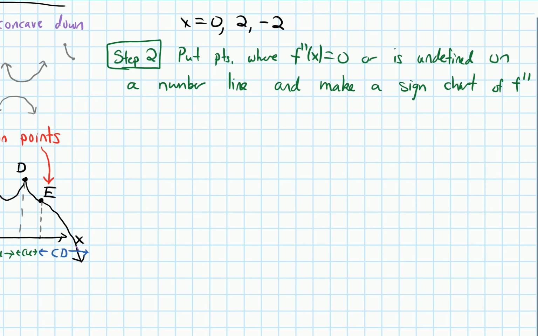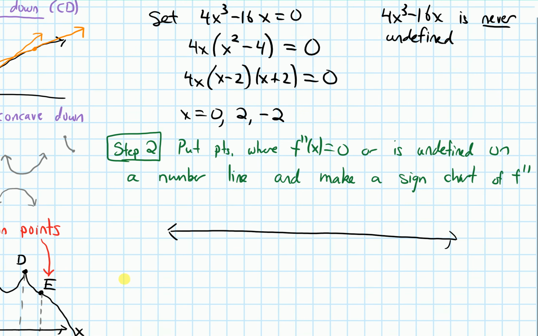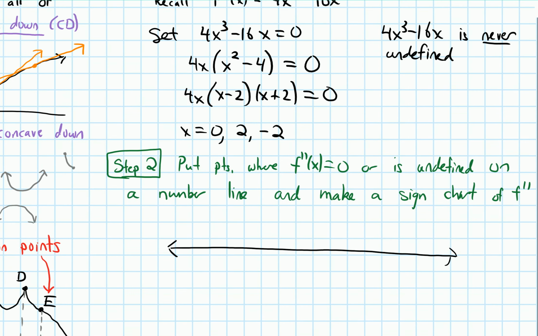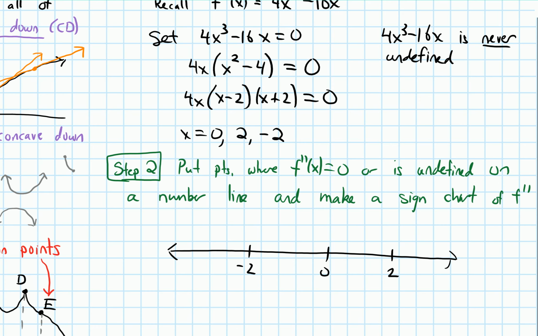Okay, so I'm going to make a number line. So a number line, and every single value I got in step 1, I have to put as a tick mark on this number line. So that's negative 2, that's 0, and that's positive 2. There were no values that made the second derivative undefined, so I don't need to worry about putting any of those on here. And it's helpful to remember what the second derivative was. So the second derivative was 4x times x minus 2 times x plus 2. That's what it was in factored form.